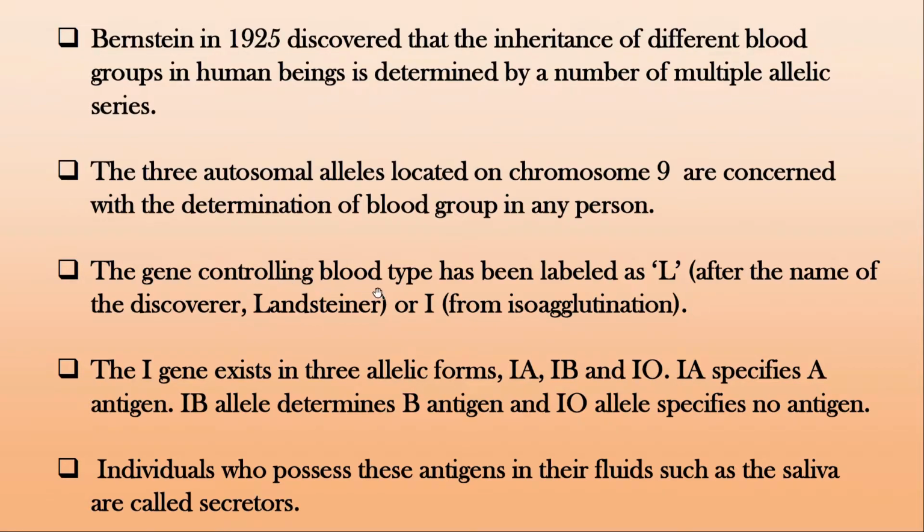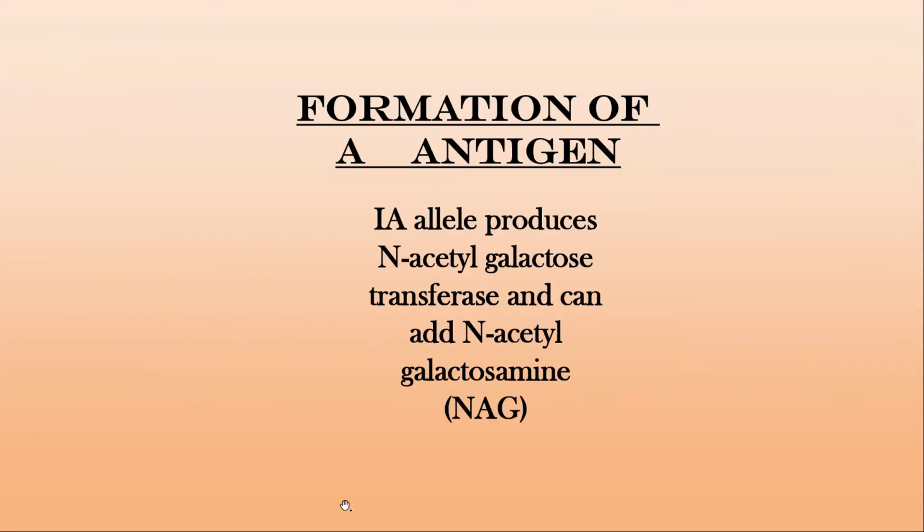And the gene controlling blood type has been labeled as L after the name of the discoverer Landsteiner, and I from the isoagglutination. And so the gene I exists in three allelic forms, that is IA when antigen A is present, IB when antigen B is present, IO when no antigen is present. IA specifies antigen A, IB antigen B, and IO specifies no antigen. The individuals who possess these antigens in their fluids such as saliva are called secretors. So when the person is having these antigens in their body fluids like saliva, they are said to be called secretors. It's an important question.